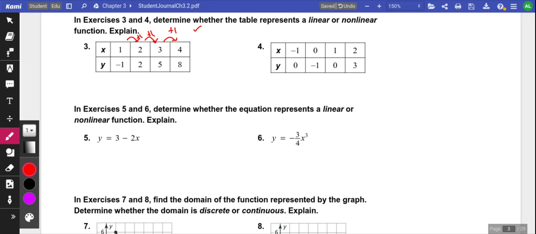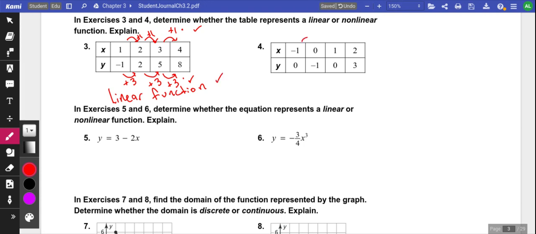Let's see if it's constant for my outputs. From -1 to 2, I'm adding 3. From 2 to 5, I'm adding 3. And from 5 to 8, I'm adding 3. We've got the same rate of change through my x's and my y's. All right, so this is a linear function. Again, it doesn't have to be the same number. I've got a 1 for my input and a 3 for my output, but as long as my inputs are all the same and my outputs are all the same, you've got a linear function.